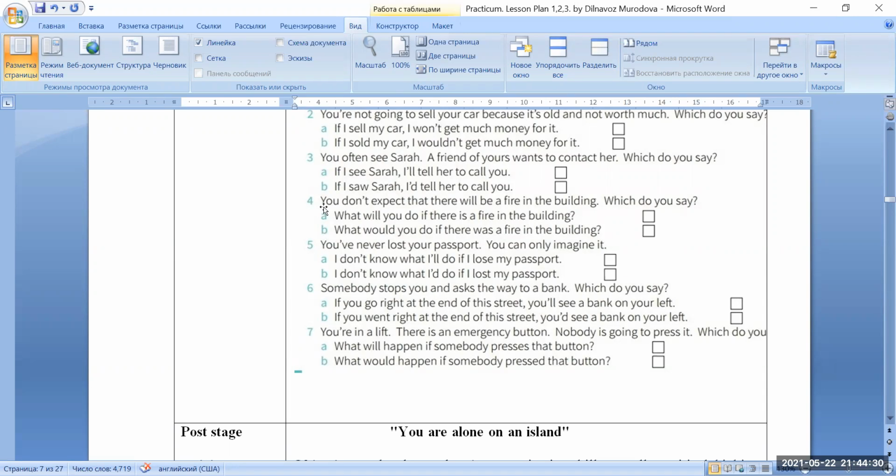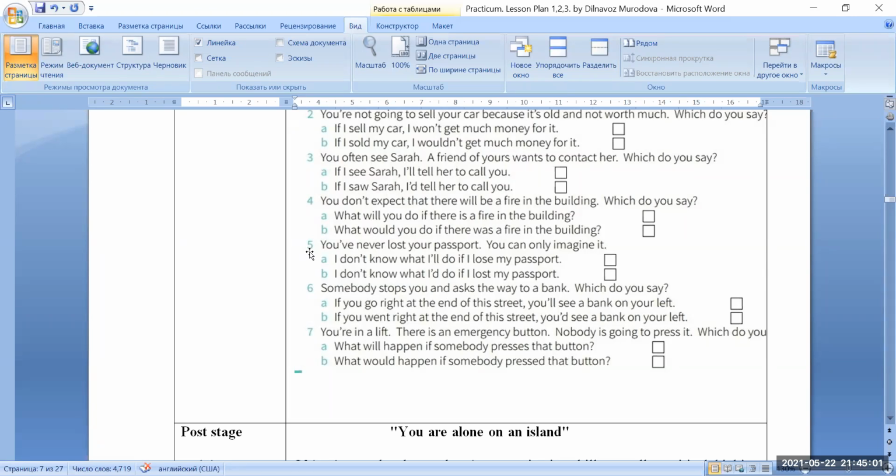Okay, the fourth one, I think. Who will answer? You don't expect that there will be a fire in the building, which do you say? I would say B. What would you do if there was a fire in the building? In that case, which answer? B, yes, because the situation is unreal. Yes. Okay, the next one.